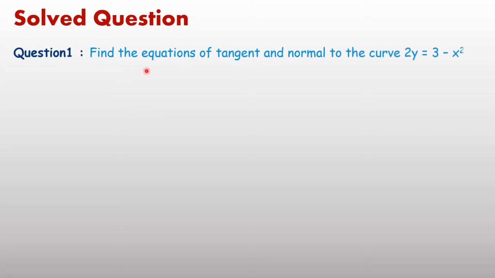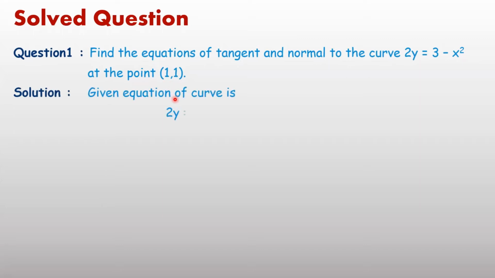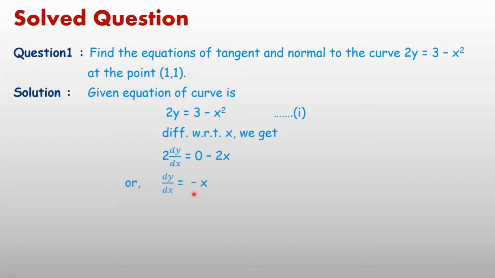Now some questions which are important. First, find the equation of tangent and normal to the curve at the point having coordinates (1, 1). The algorithm we have already discussed. Step first, you have to write the equation of the curve. Then step second, differentiate with respect to x. Differentiation of y is dy by dx equal to differentiation of 3 is 0 minus differentiation of x square is 2x. It implies dy by dx equal to minus x.